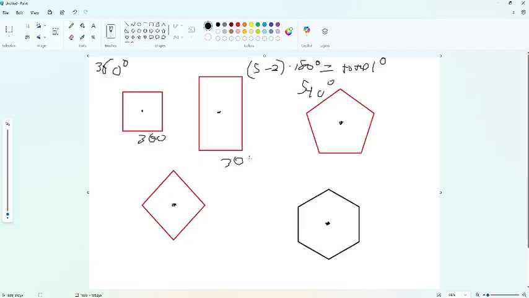Rectangle, 360 degrees. Rhombus, 360 degrees. This would be 540 degrees, because 5 minus 2 is 3, and 3 times 180 is 540. But a hexagon, 6 minus 2 is 4, times 180 is 720. This would have 720 degrees.